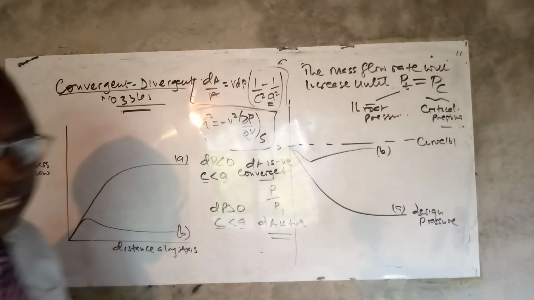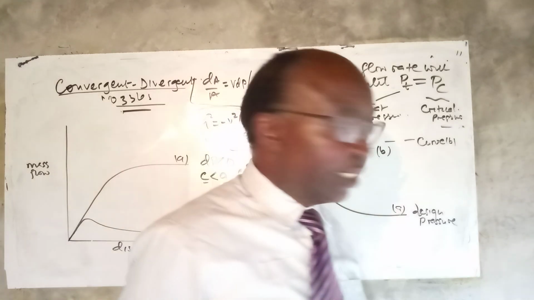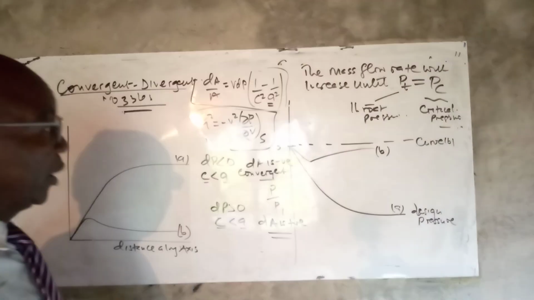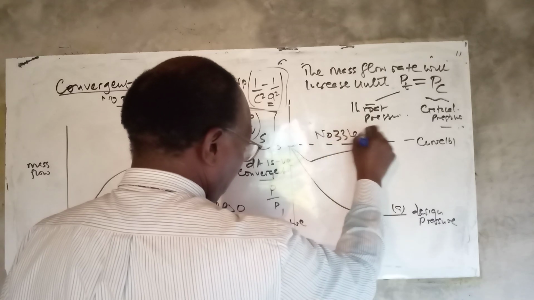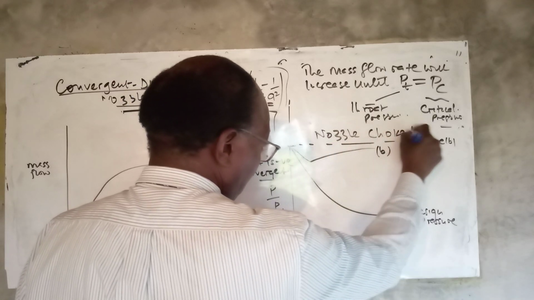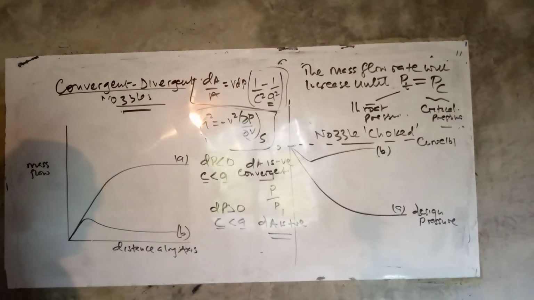So at that point, the nozzle will be choked. There will be no change in the mass flow. So nozzle choked. We talked about that in the earlier lectures.